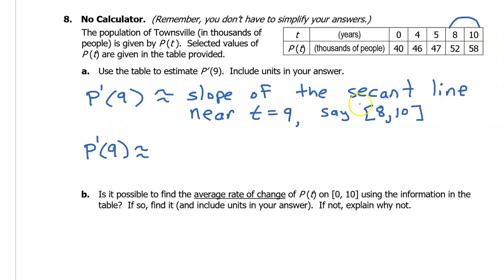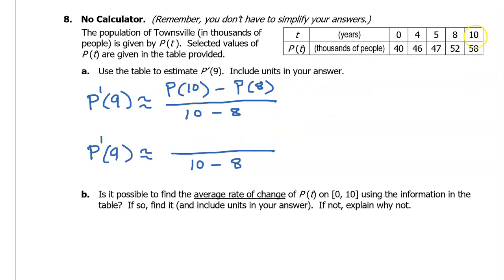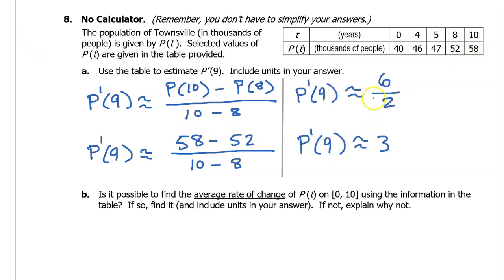When we talk about the slope of a secant line, we're just talking y minus y over x minus x. Or in this case, it's going to be the value of P at 10 minus the value of P at 8. So that's my y minus y over x minus x, which is 10 minus 8. P at 10 is 58,000 people. And P at 8 is 52,000 people. This simplifies to 6 over 2, which equals 3.